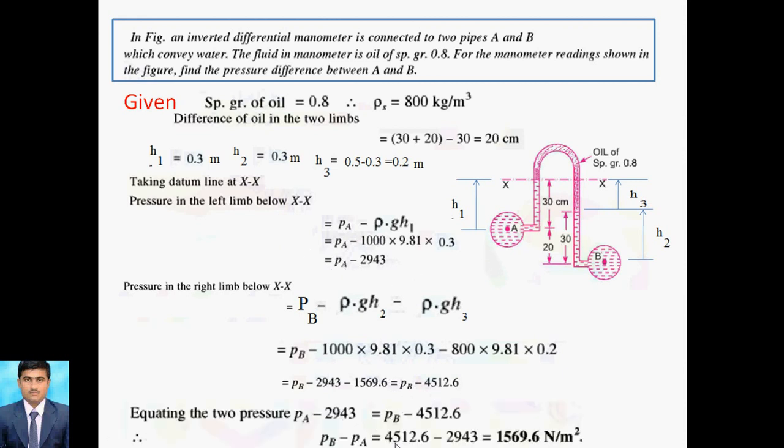So that's why the equation becomes PB minus PA is equal to 1569.6 Newton per meter square. So this is the relation for the inverted differential manometer. So here we get the pressure difference, correct? In an inverted U-tube manometer, we get the pressure difference between two points, that is A and B, and it is also used for measuring heavier fluid pressures. Whatever fluid pressure is there, we can measure it with the help of an inverted U-tube manometer.